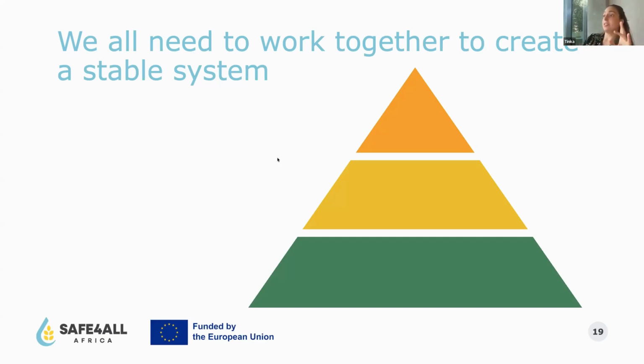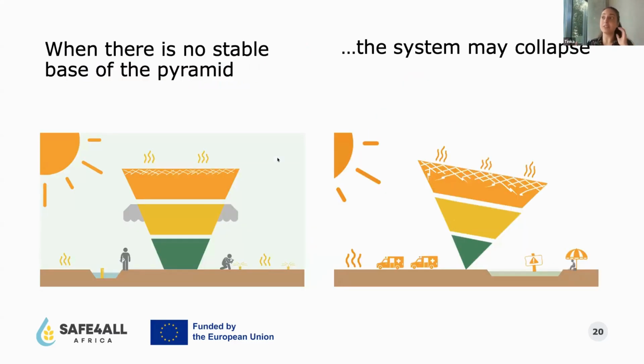But the key is that we really need these 3 layers to work together. And the basis should be the transformative adaptation. And that often doesn't happen in practice. And so when you don't have this stable base of your pyramid, so to say, the system may collapse. So if we focus too much on technical adaptation or disaster readiness, we don't have a stable system. But if we only do transformative adaptation, we also don't have a stable system. So we need all 3 of them, but in the right kind of balance. So I hope that's clear.